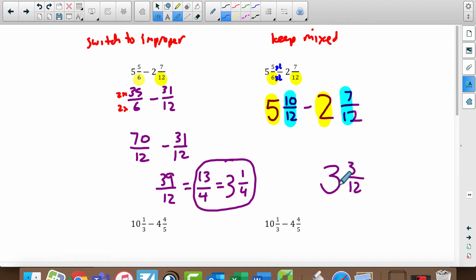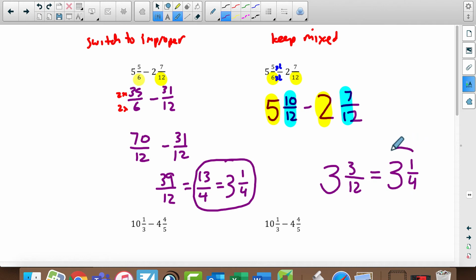They do this. 3 and 3 over 12, and I have to put this in lowest terms. So I'm going to divide top and bottom by 3. So I get 3 divided by 3 is 1. 12 divided by 3 is 4. Done. Awesome. What's the problem? You missed the 3. You can't just drop the 3 out of the whole thing. That is not fair. So the answer is actually big 3 and then that 1/4 that you just figured out.